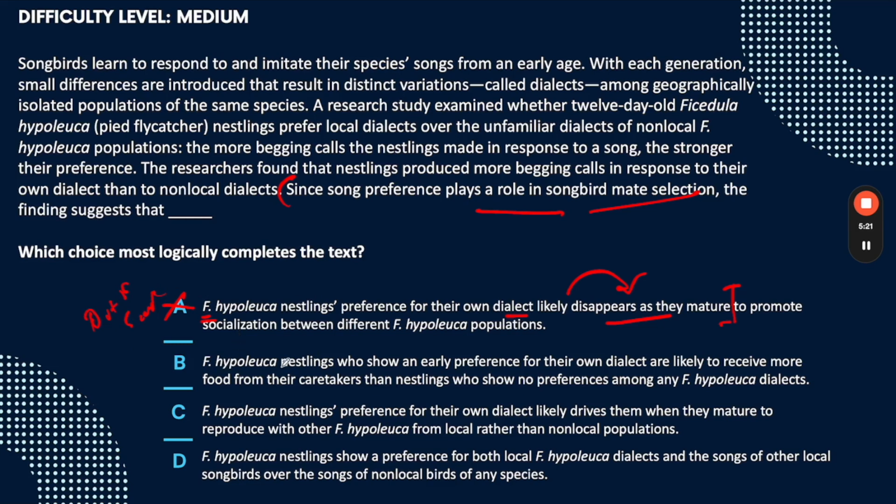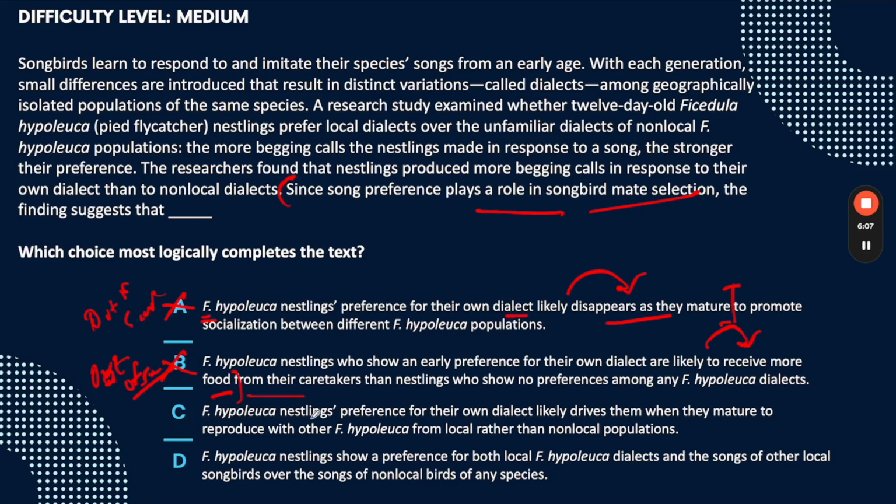Let's go to B. FH nestlings who show an early preference for their own dialect are likely to receive more food. Again, stop. It's about them receiving more food from their caretakers, right? Did the text anywhere mention how they can receive more food from their caretakers? In what kind of a preference will they receive more food from the caretakers? In what kind of a preference will they not receive more food? Their receiving food is not even discussed in the text. Again, I'm going to eliminate this because this is not even discussed.